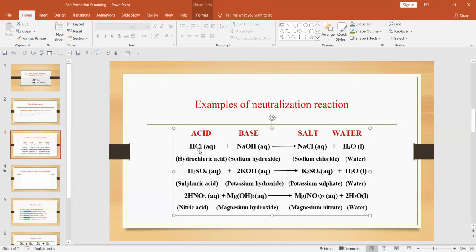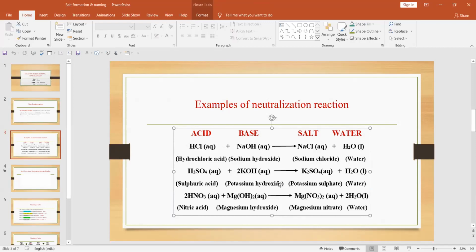Let us take one example, hydrochloric acid, that is HCl. It will react with sodium hydroxide, that is NaOH. It will form the salt sodium chloride, NaCl, and we have formation of water, H2O. Now you see, in all these cases, three are in aqueous state, and another is in liquid state.